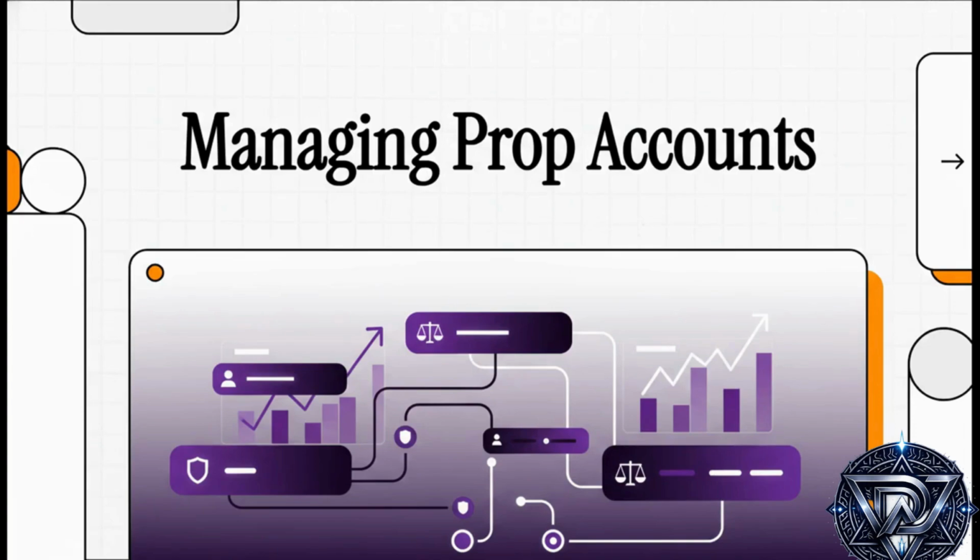All right, so you've done it. You've put in the hours, you've passed the challenges, and now you're sitting on multiple funded accounts with prop firms. First off, that's a huge deal. But, and this is a big but, it brings a whole new problem to the table, right? How in the world do you trade all of these accounts without just multiplying your risk every single time?